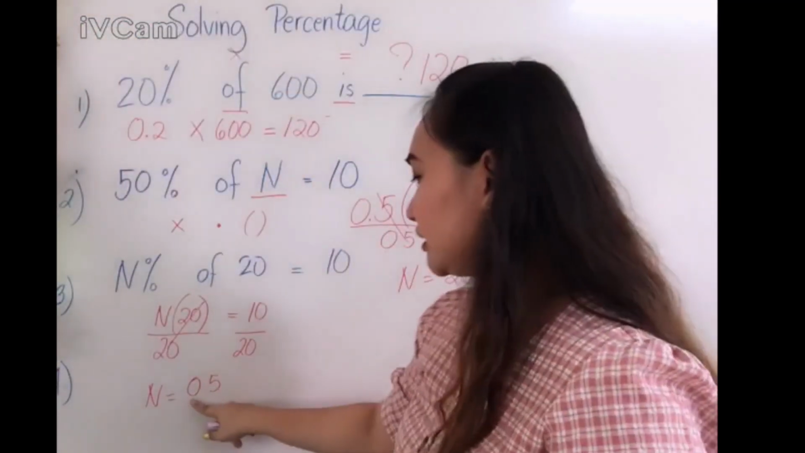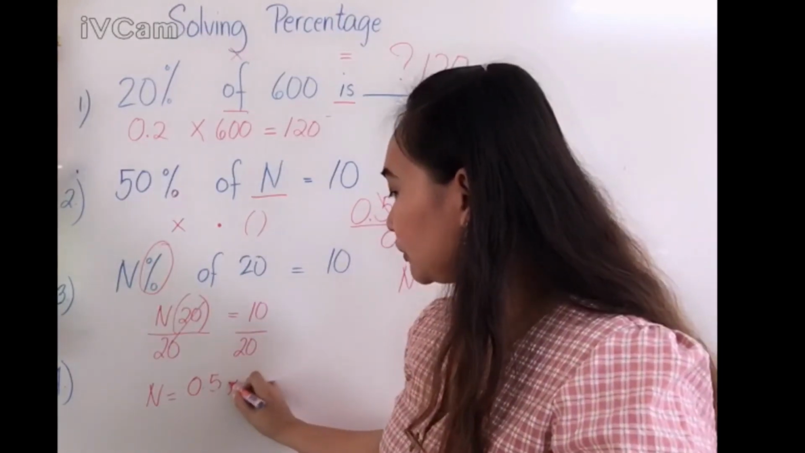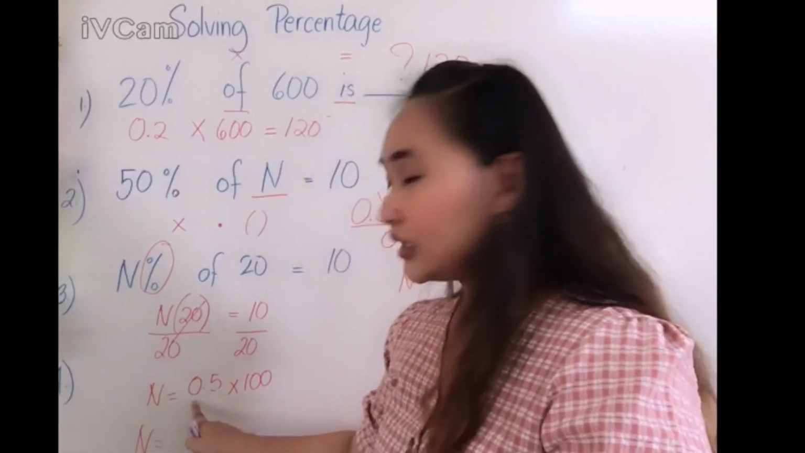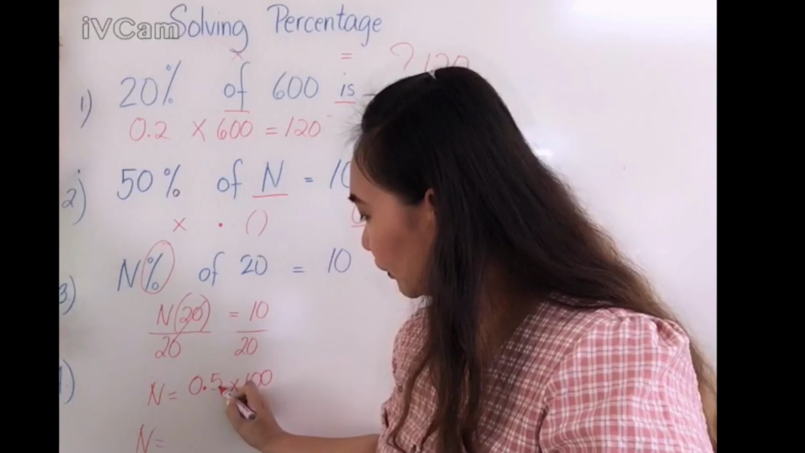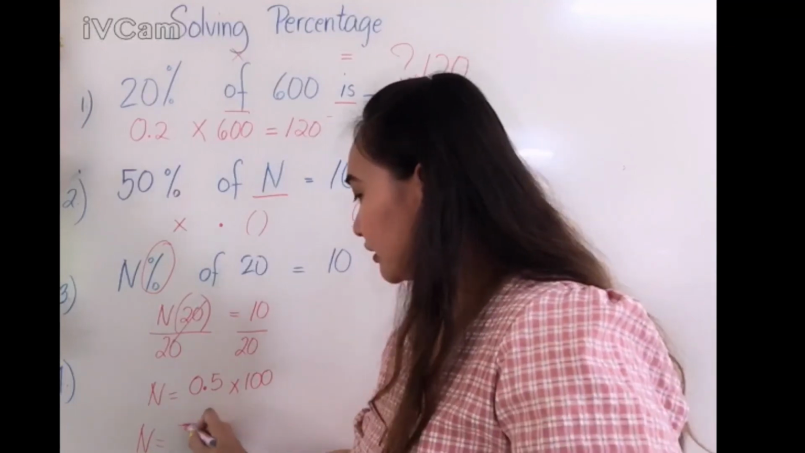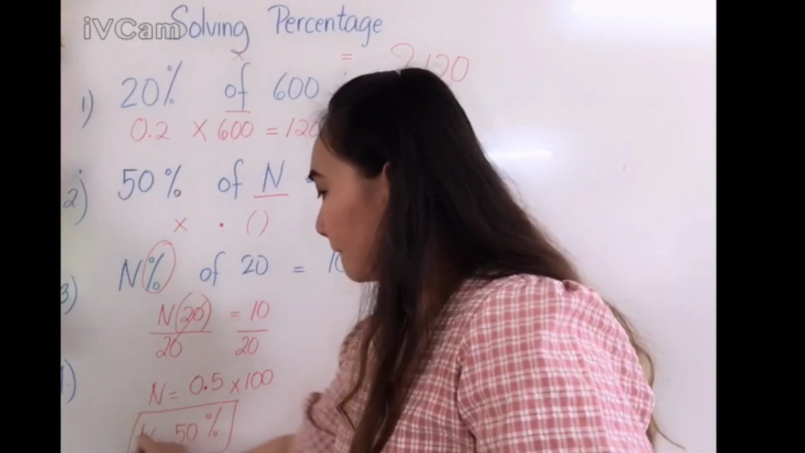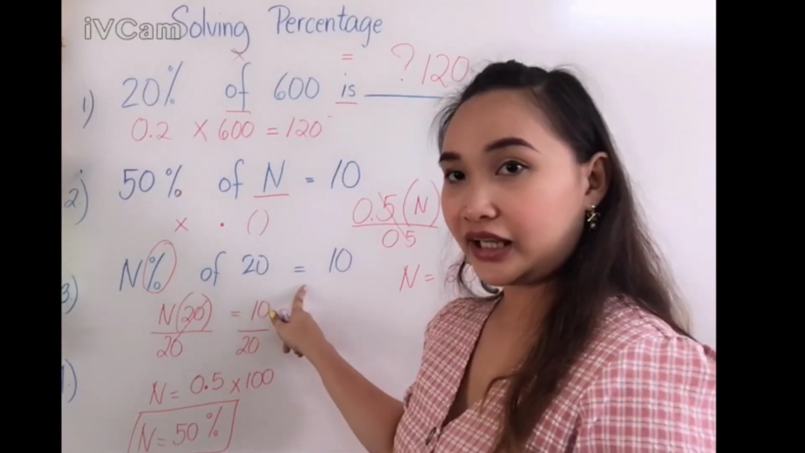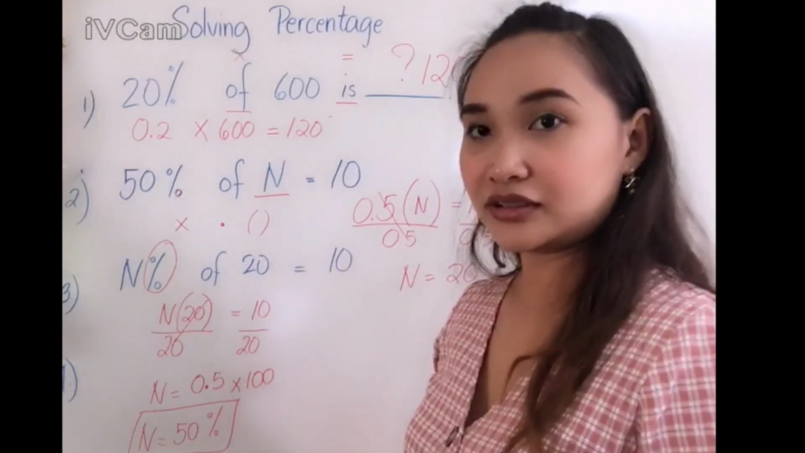Now, since this is a percent, we are going to multiply it by 100. So our final answer is 0.5 times 100, which is 50%. Okay? So therefore 50% of 20 is 10. Alright, so another example.